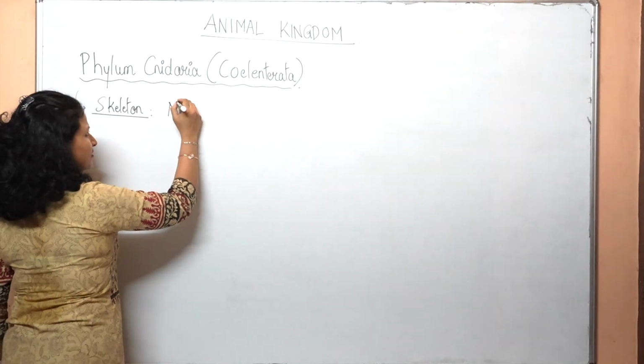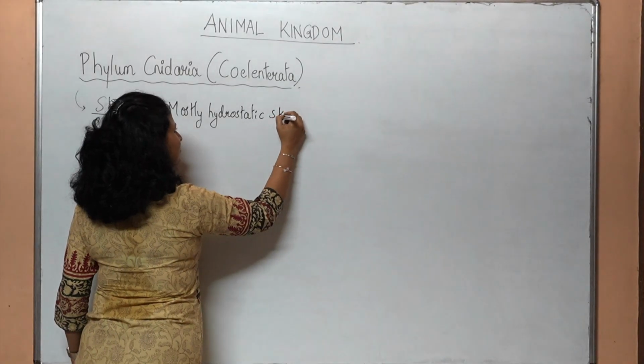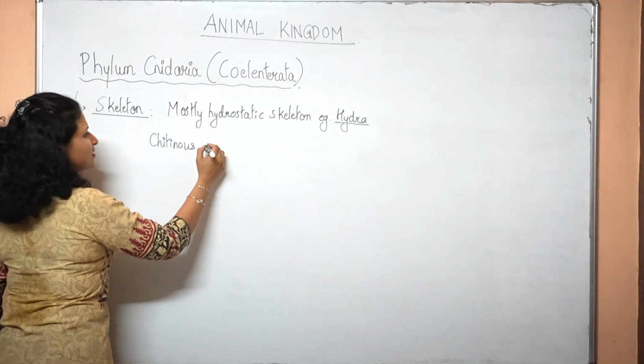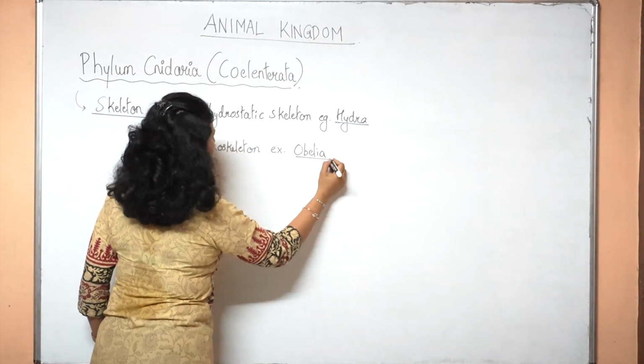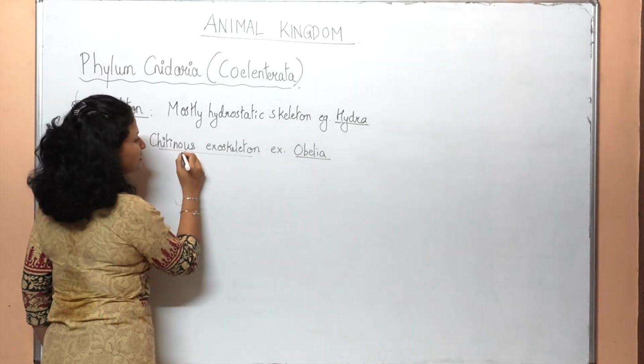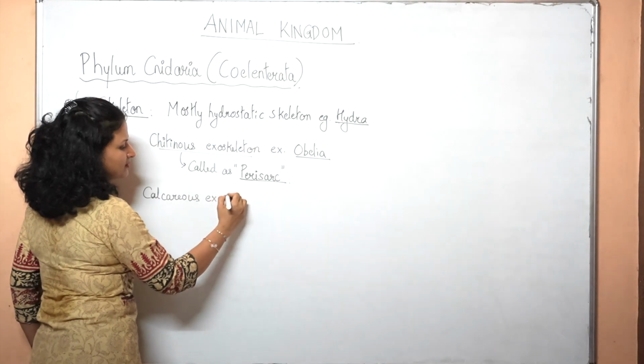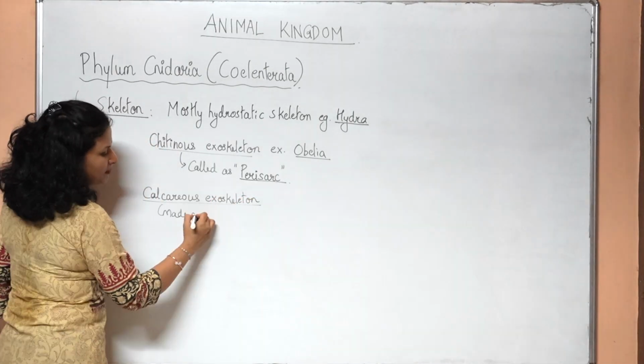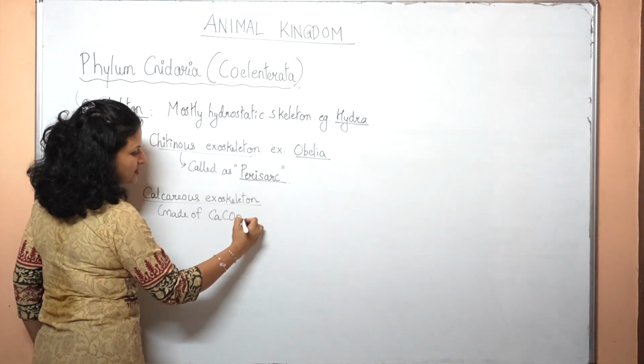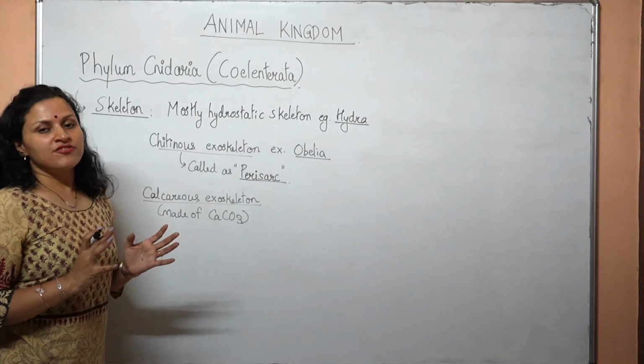Skeleton: mostly hydrostatic skeleton. Example, Hydra. Chitinous exoskeleton: Obelia. This chitinous exoskeleton is called perisarc. Calcareous exoskeleton is seen in some cnidarians, made of what? Calcium carbonate, which gives their wall a tough rigidity.